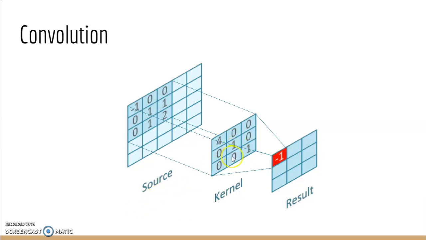As you can see here, I have my kernel here. This is my source image. We slide over the entire image and transform the image. So here we get the result of the convolution for this particular pixel. The result of the convolution is then passed to the next layer in the network.